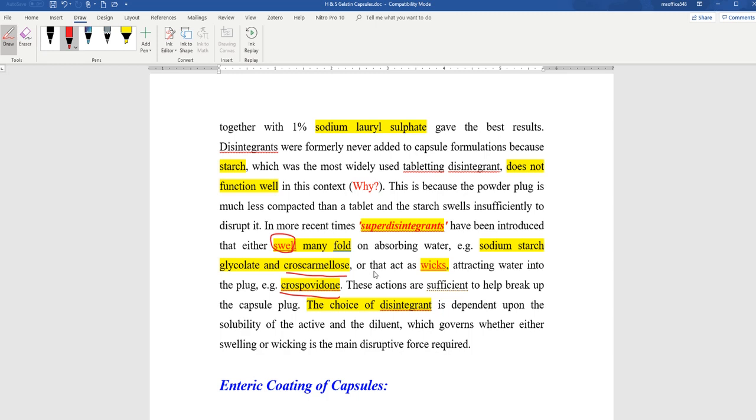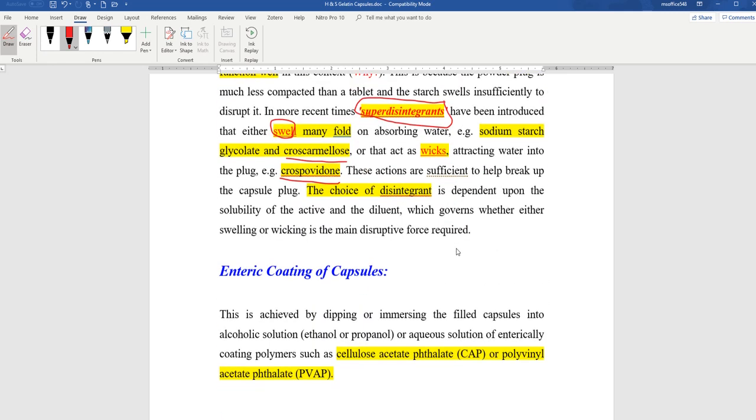So again, the formulation contains, in addition to the drug, excipients. These excipients include diluents, lubricants and glidants, with a third category, the disintegrating agent. The disintegrating agent has to be, as we said, Superman, super disintegrants.